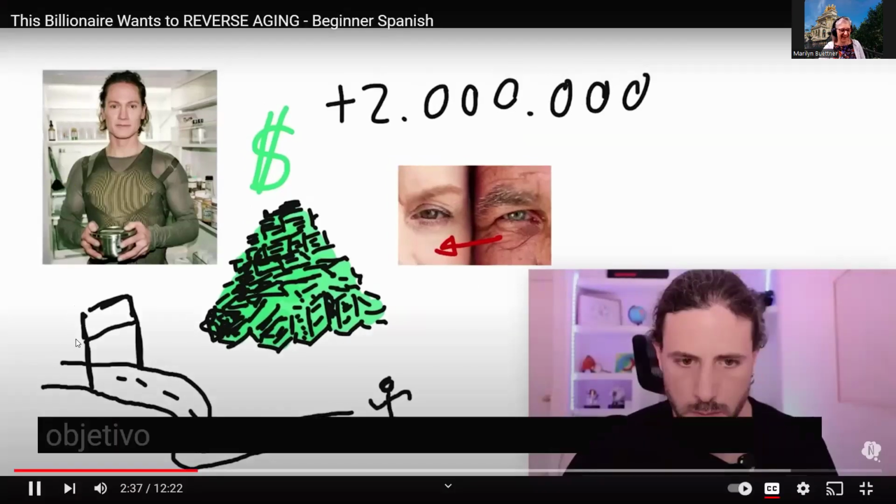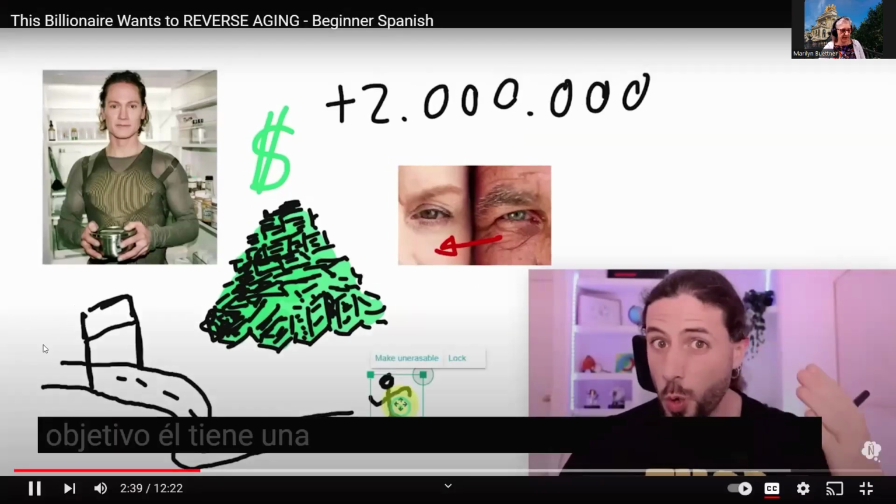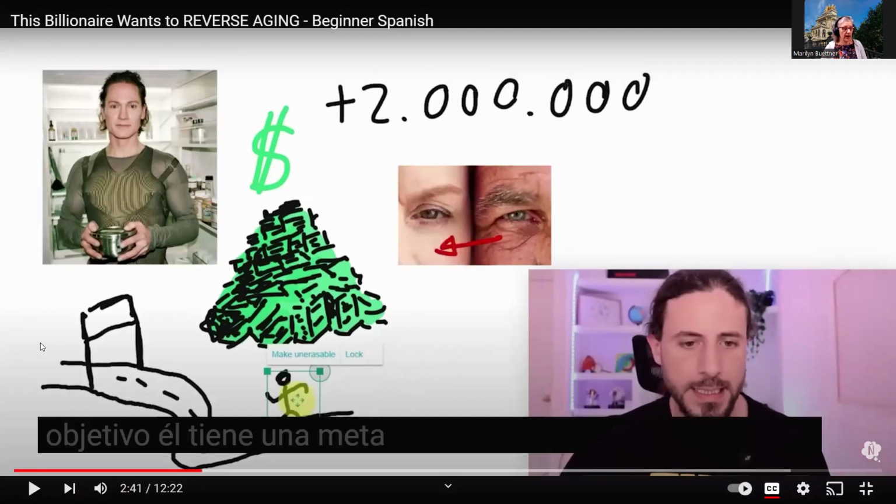Un objetivo. Él tiene una meta. Meta is kind of the same thing as objetivo. Objetivo es obvio. Objetivo, objective. Meta es goal. A goal, an endpoint, like the finish line in a race. Es una meta, yeah? Meta is generally used in a more theoretical sense. Any goal that somebody has can be called una meta.